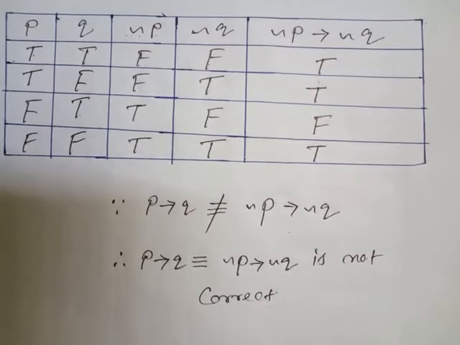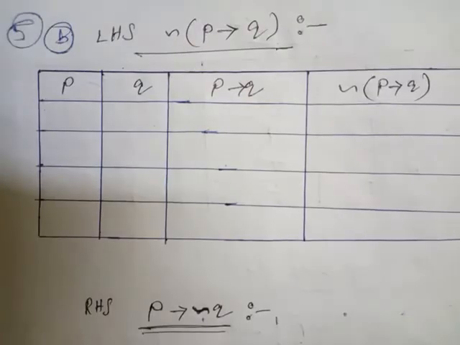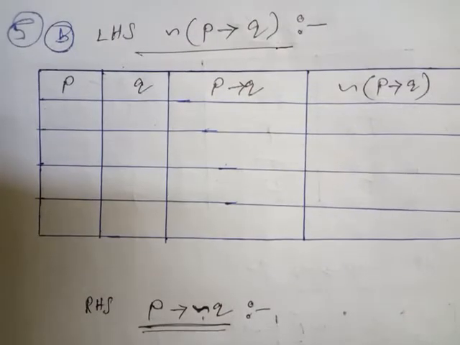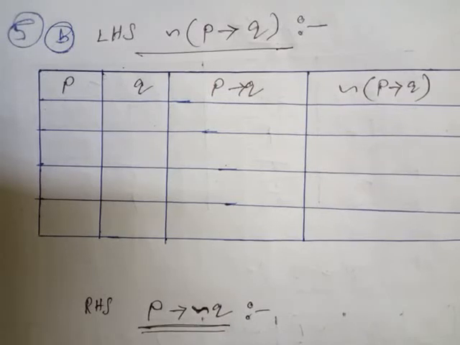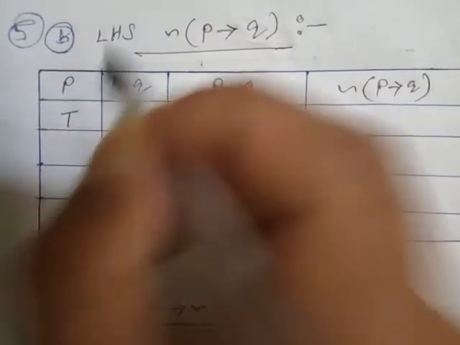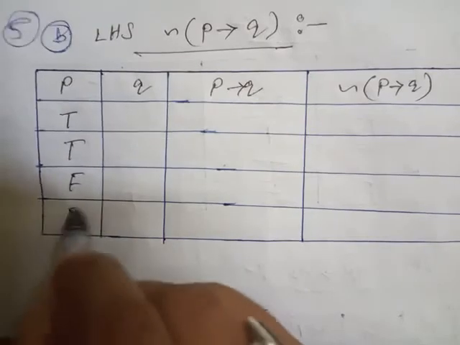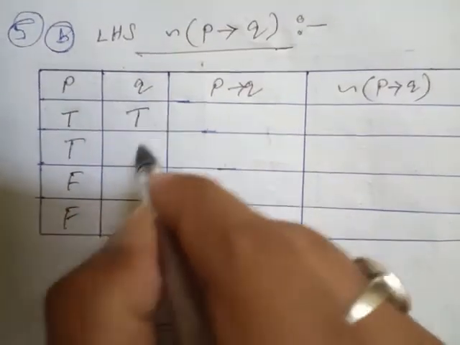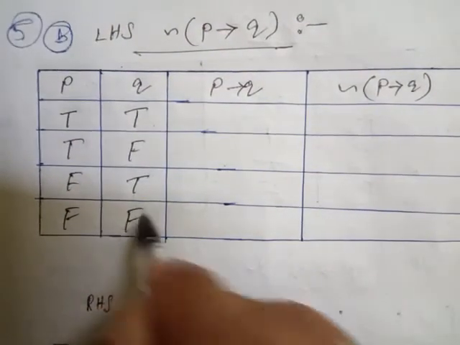LHS and RHS. Now we are going to solve 5B. Student, next question is 5B. This also we have to check whether it is correct or incorrect. Now the LHS is negation of P implication Q. Negation of P implication Q is given in LHS. So we'll write down the value of P only. P is true, true, false, false, and there is TF, then TF.